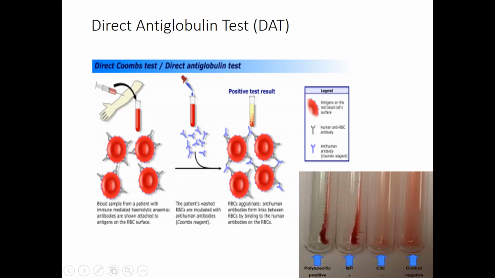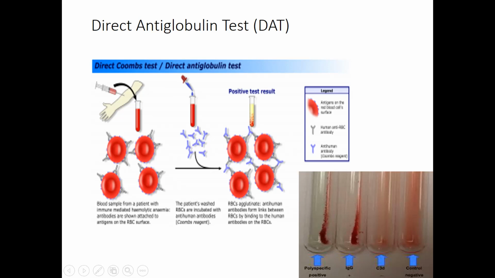As I said, we initially use a polyspecific reagent that's going to test for both IgG and complement. So if we get a positive test, we're going to do some additional tests. We're going to test it with anti-complement. We're going to test it with anti-IgG exclusively. So this is a monospecific and this is a monospecific reagent. So in this case, how do we interpret this? The polyspecific reagent was positive.